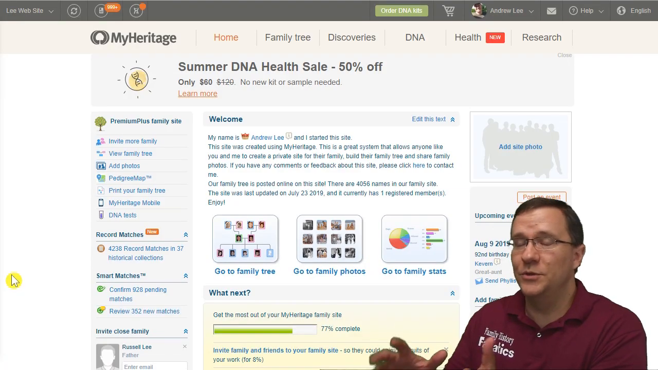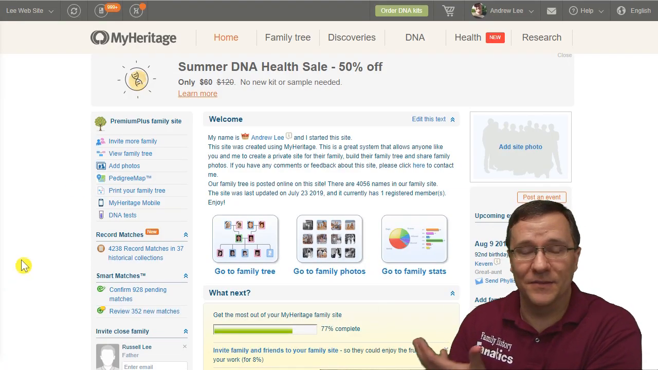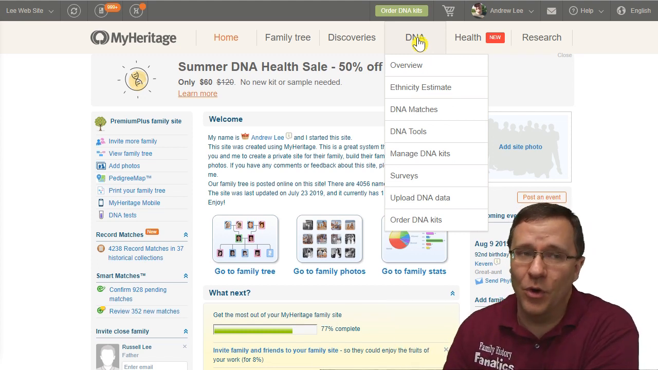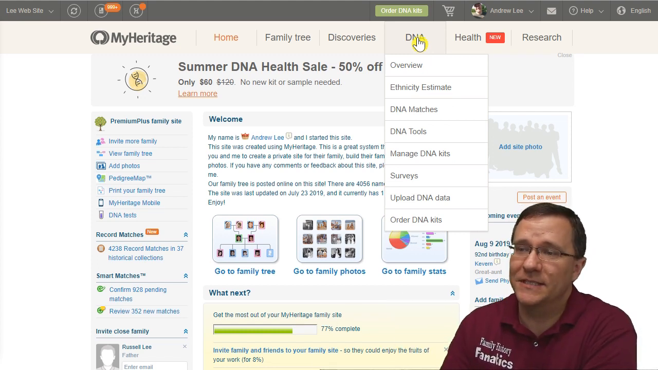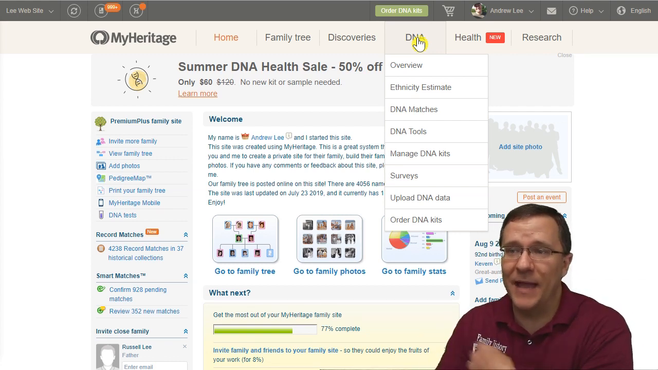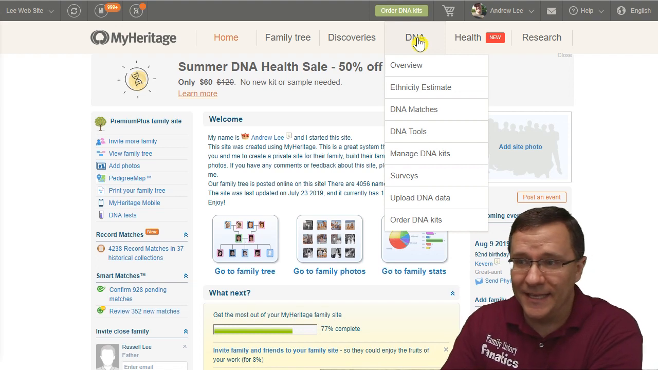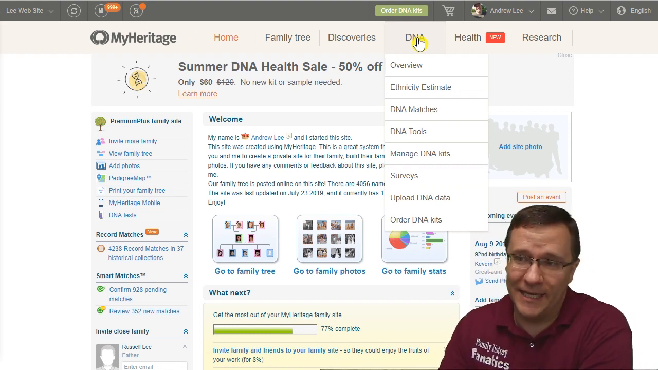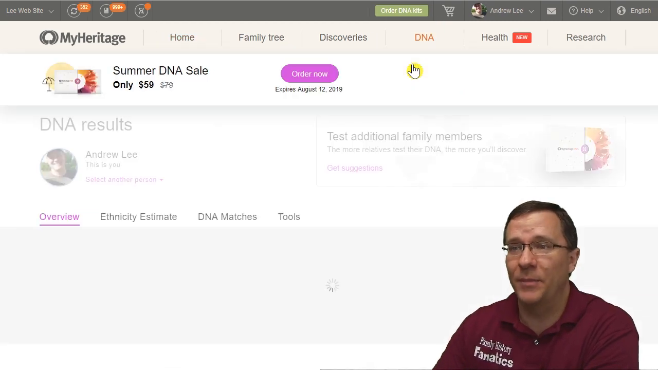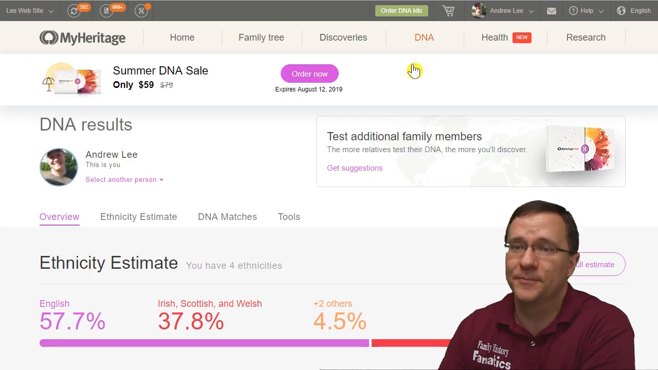Now, if you log on to the MyHeritage website, then this is the page that you're going to get. And if we go up to the DNA and just hover over that, it's going to give us some different options. So we have the overview, the ethnicity estimate, DNA matches, DNA tools, manage your DNA kits, surveys, upload your DNA data, and order DNA kits. Let's start with the overview and talk about what is being shown.